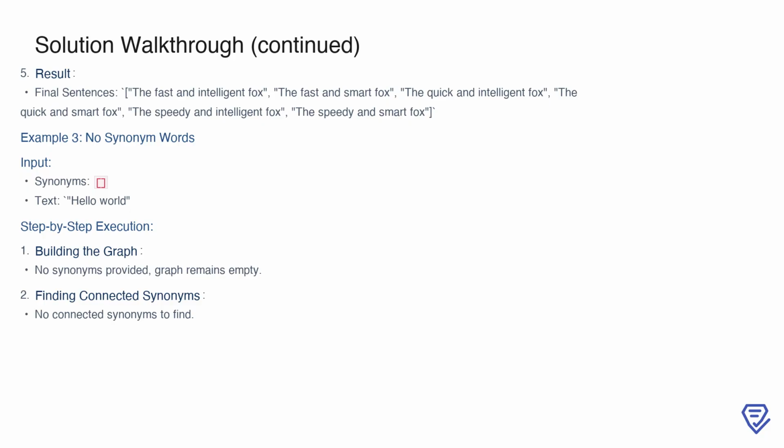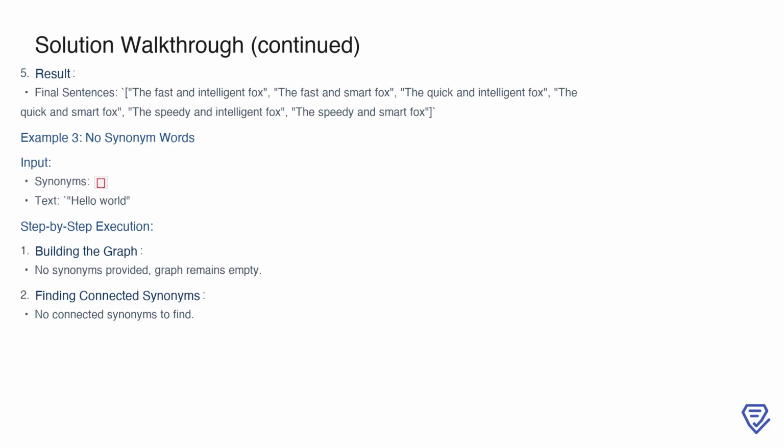The final set of sentences for this example is, the fast and intelligent fox, the fast and smart fox, the quick and intelligent fox, the quick and smart fox, the speedy and intelligent fox, and the speedy and smart fox. Each sentence represents a valid substitution based on the provided synonyms.